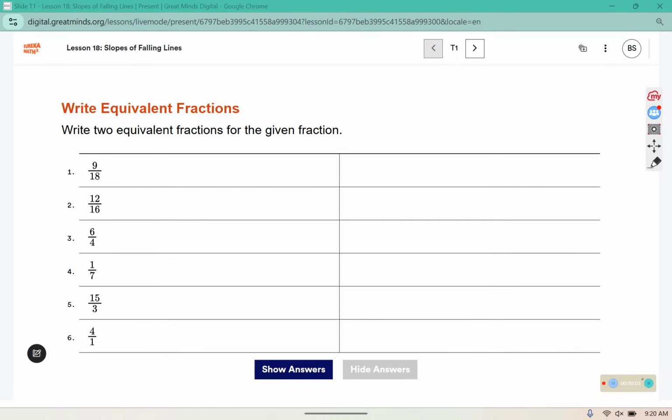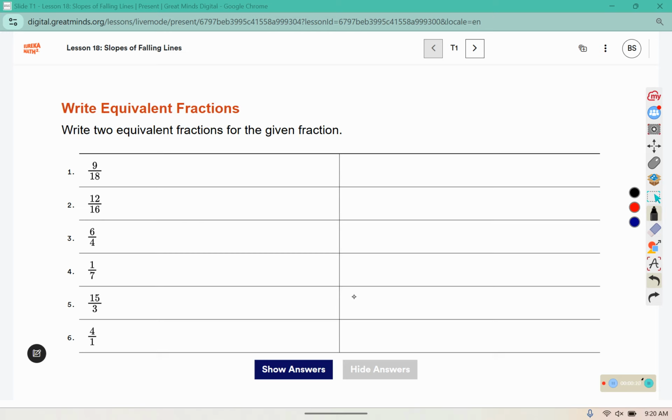Here it asks us to write two equivalent fractions for the given fraction. There are some cases where we can reduce the fraction or simplify the fraction, and then other spots where it's already simplified. So let's do this one together.